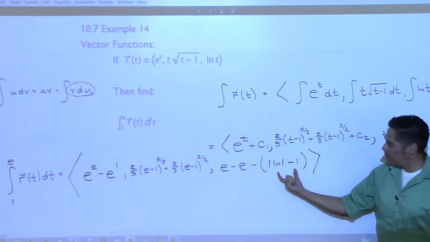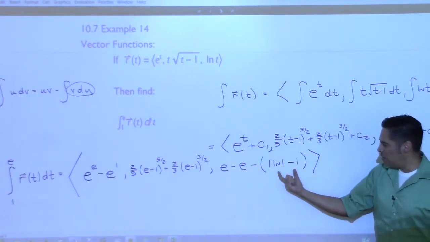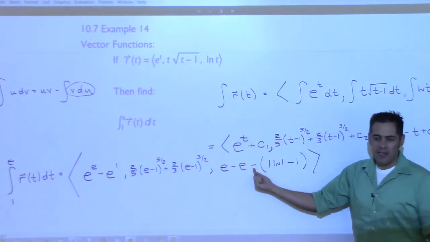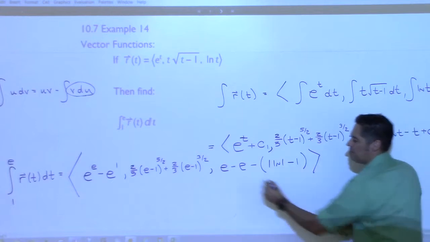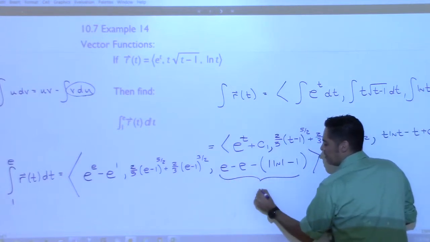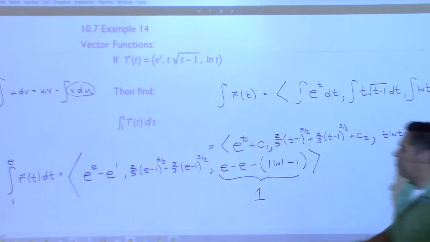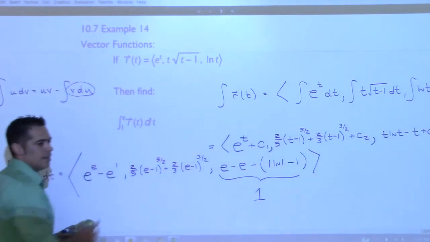This in here becomes what? That's just negative 1 because natural log of 1 is 0. So this is negative 1, but then minus, so plus 1. So your last component here actually turns out to be just 1, right? And then these are just numbers, whatever they are. Okay, you can just leave it like this.